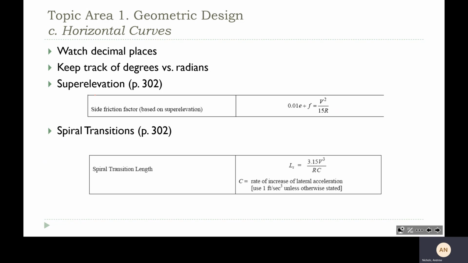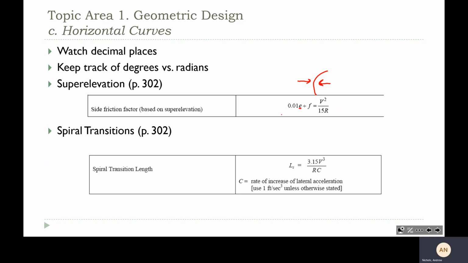You're given these two equations. Looking at superelevation, the way I like to describe this equation is, if you're going around a curve, what's on the right side is pushing you out of the curve. So the higher your speed, the higher that force is going to be trying to push you out of the curve. And then the E is the superelevation, and the road friction is counteracting that. And so you always want the left side of this equation to be greater than the right side, or else people are going to be sliding out of the roadway.